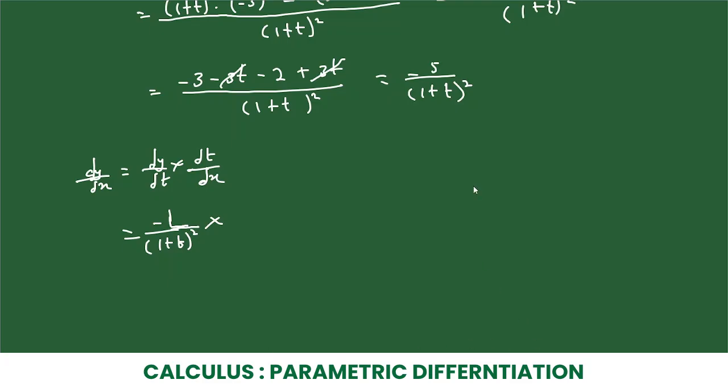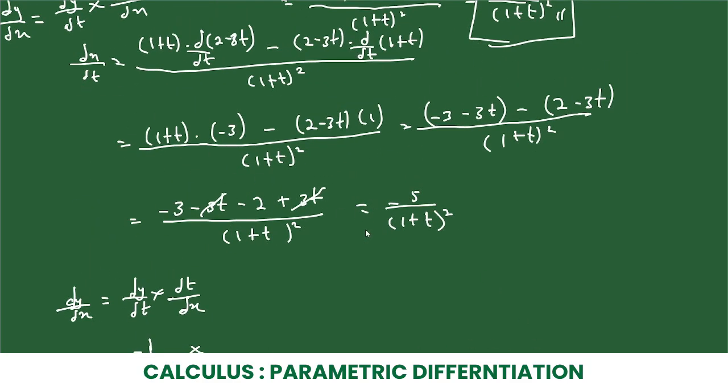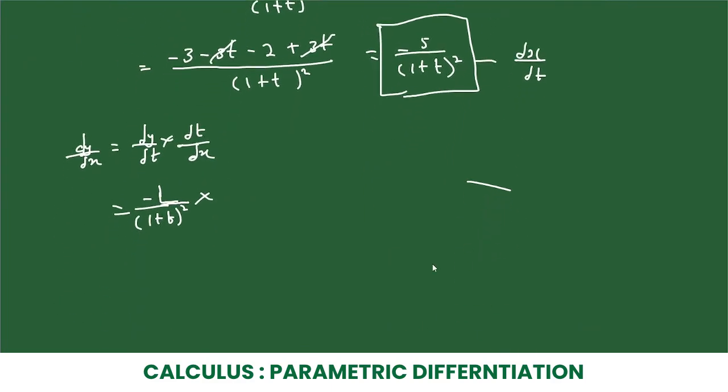But what do we have? We have dx over dt, right? So we have dx over dt to be this. This is dx over dt, right? So if you want dt over dx, what do we do? We just take the inverse, right? We just turn it upside down. This is dx over dt, and we want dt over dx, so we just turn it upside down, right? So you're going to have 1 plus t squared over minus 5, right? So this is dt over dx.